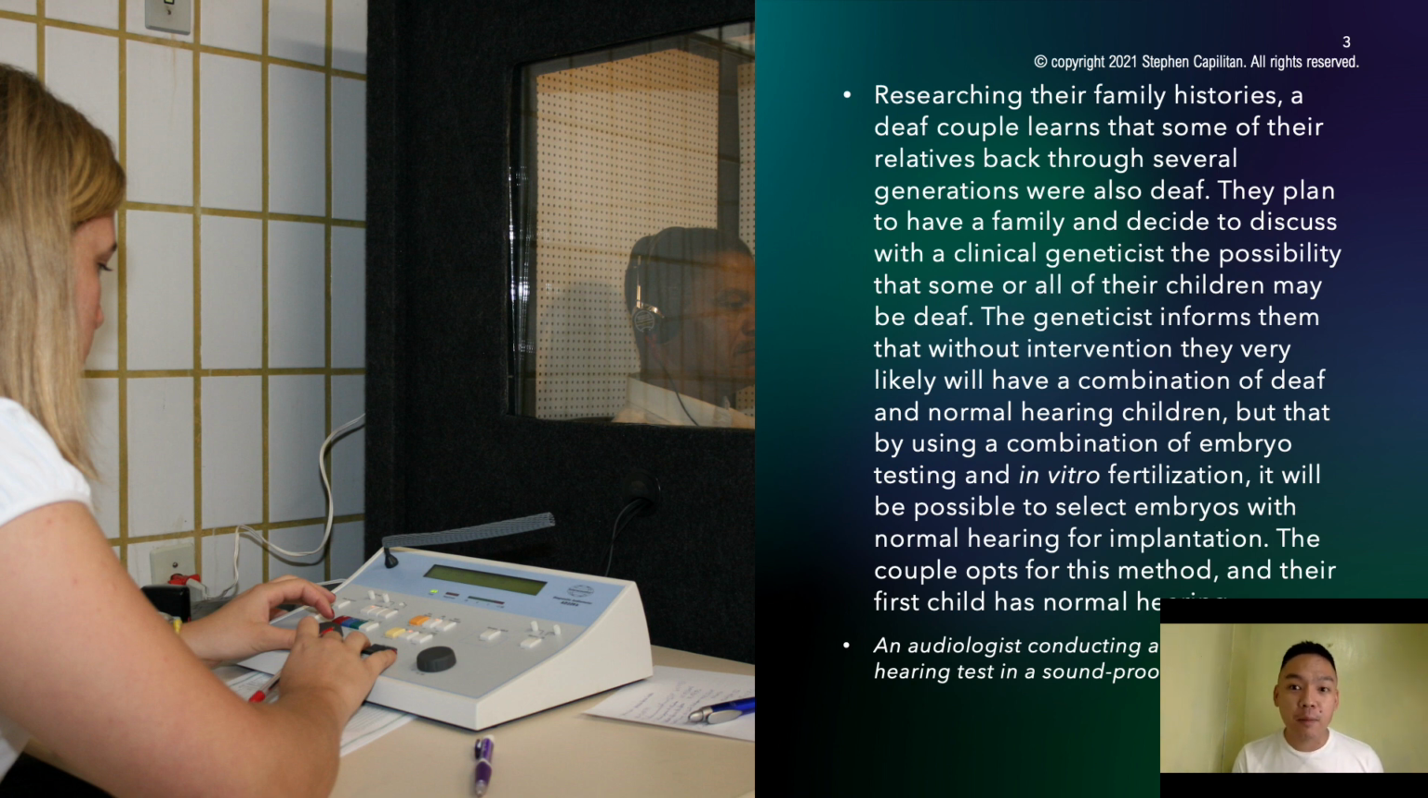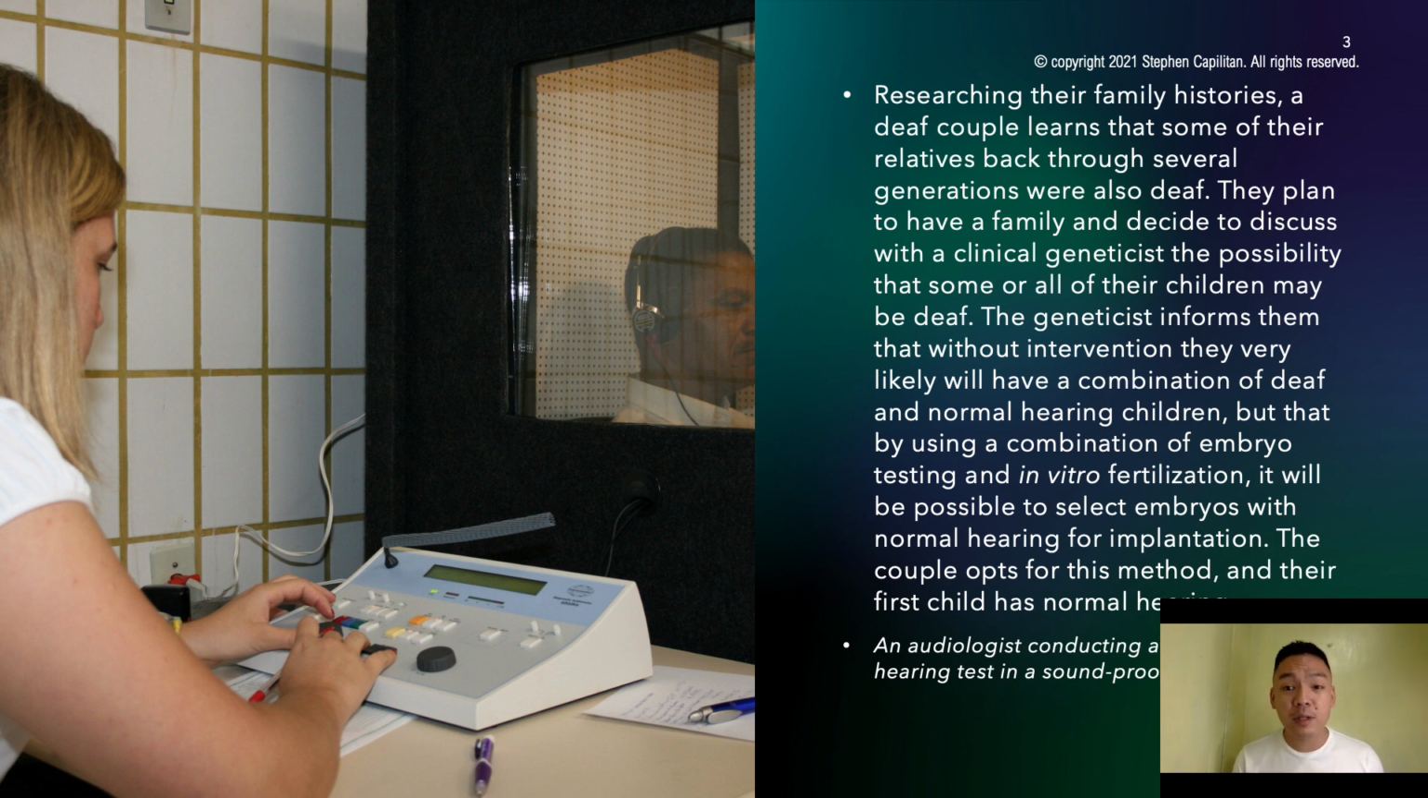So you see a photo on the left. It's not a part of the family or the couple. It's an audiologist conducting a hearing test in a soundproof room. The problem here is, how does this couple produce an offspring which does not inherit this disease, or the deafness that runs through their family?